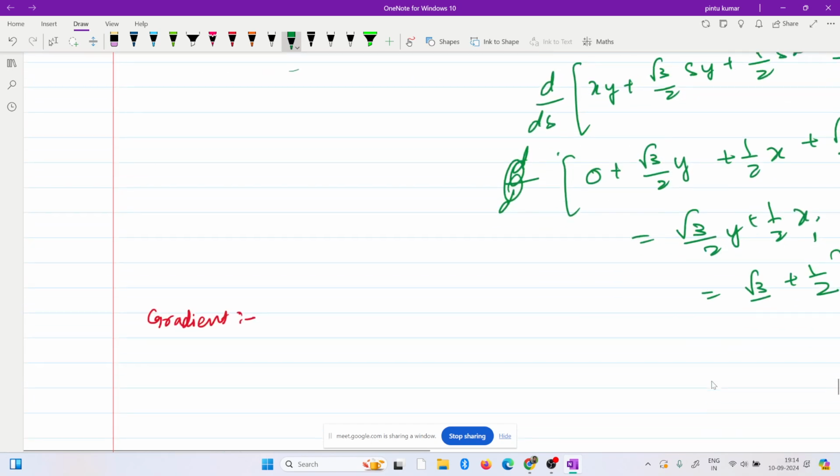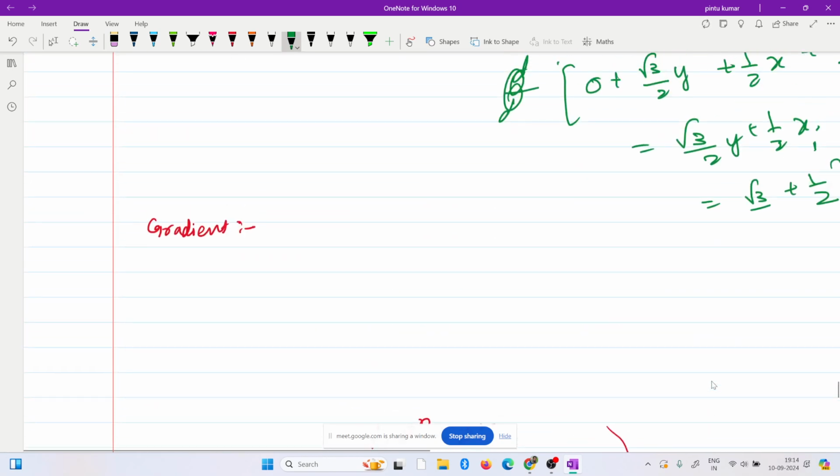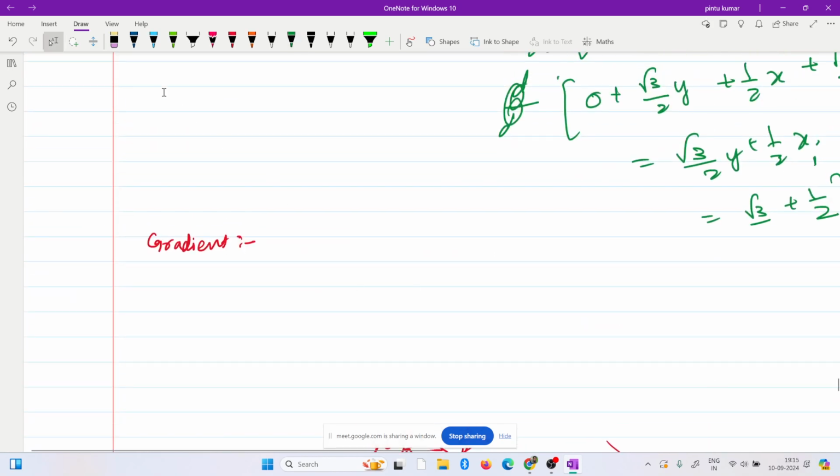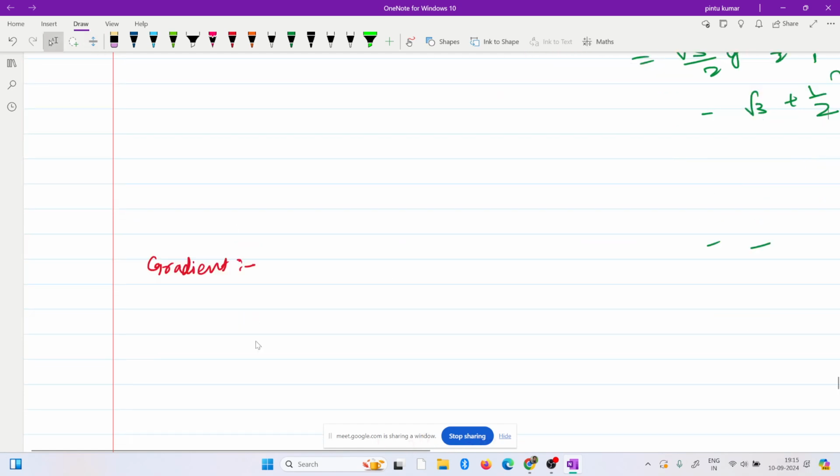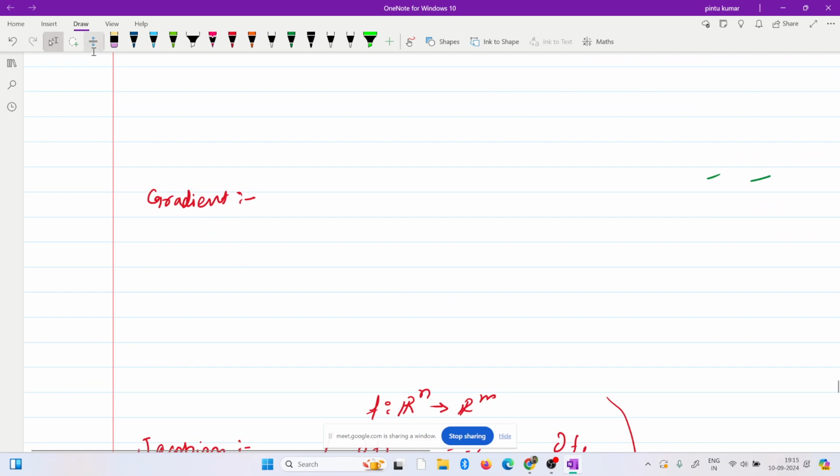Okay. So this is how you can obtain a directional derivative in any arbitrary direction. Okay. This was one method. You would have heard gradient many times, at least I have said it many times. Now we will see what is gradient.